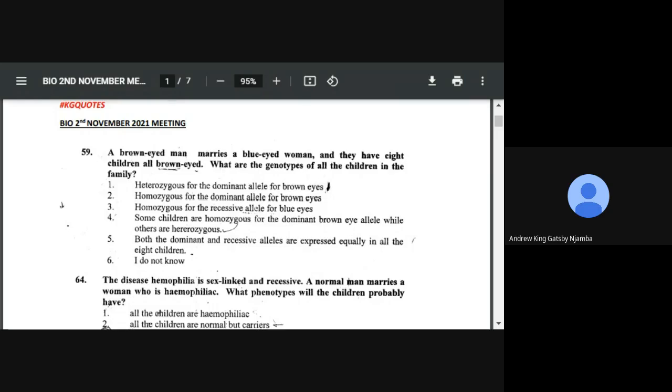Brown-eyed woman, and they have 8 children, and the children are all brown-eyed. What are the genotypes of the children in the family?